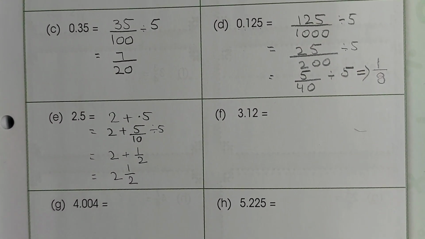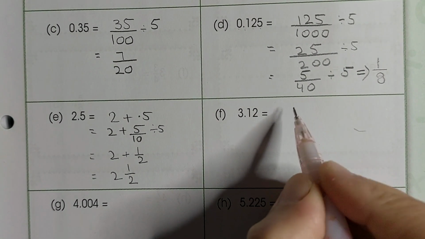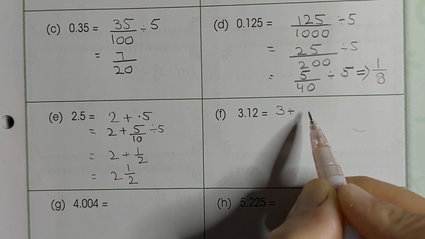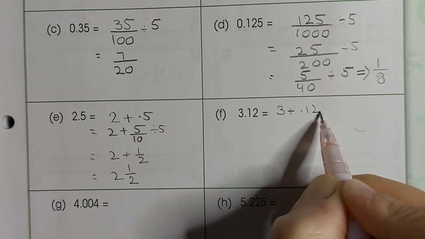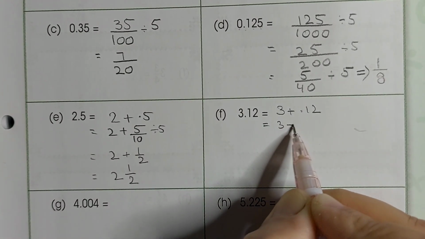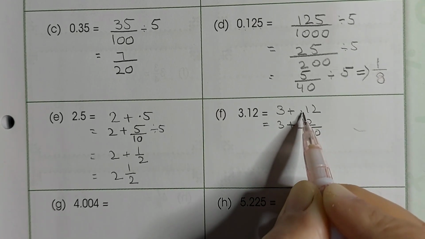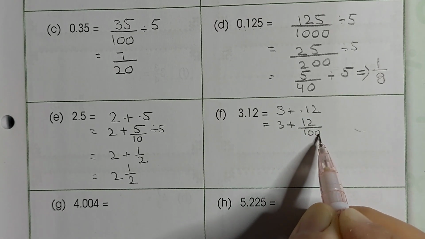That is 3.12. Again, the whole number you have to separate. It will become 3 plus 0.12. So it will become 3 plus 12 upon 100, because after the decimal how many digits? 2. We will put two zeros here.